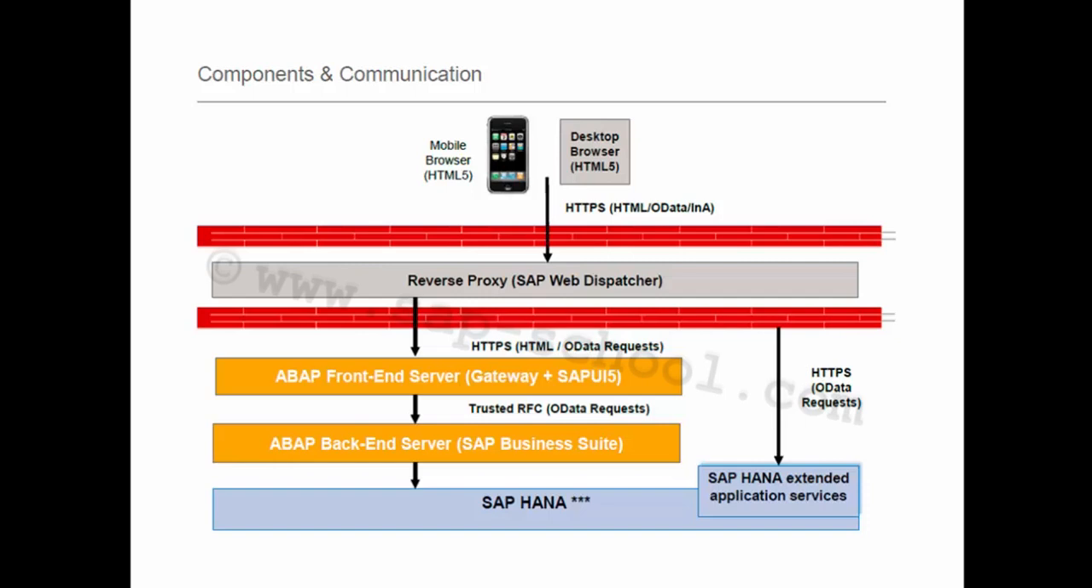Then from the ABAP front-end server to my ABAP backend server, it will be using the trusted RFC or the OData request. So the communication between the ABAP front-end server and the backend server is through the trusted RFC connection. All the app types will follow the same communication channels and protocols. However, in addition, a web dispatcher is needed for the fact sheets and analytical app types. So basically my SAP web dispatcher is only required for the fact sheets and analytical app types. It is not required for a transactional app.